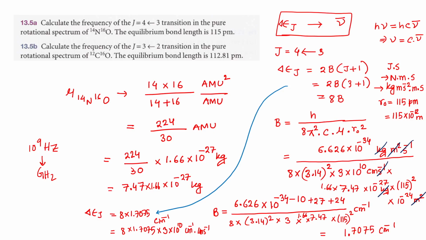So the problem is the same. 2 to 3 transition, bond length is given, and the molecule is given with their approximate atomic masses. So you need to get the total mass, sorry, the reduced mass. You get the rotational constant, get the transition energy, and then the frequency. Okay, so this is one kind of numerical one can expect from this kind of molecule.